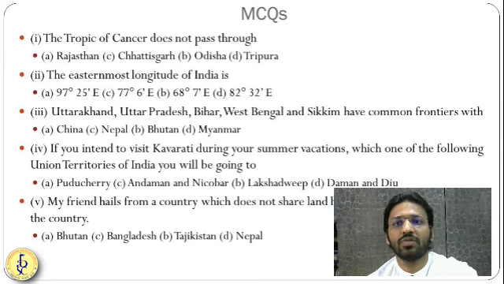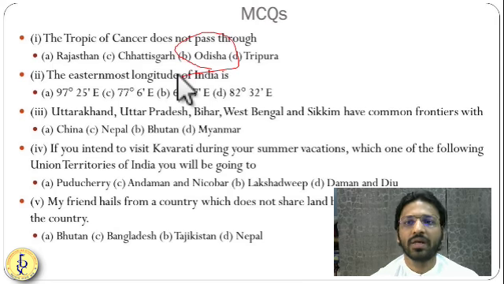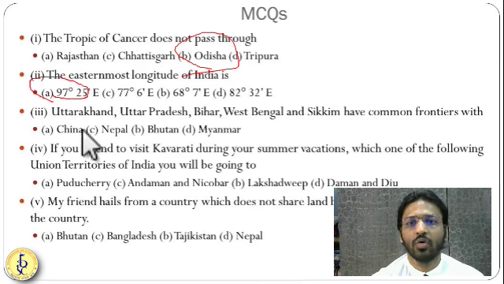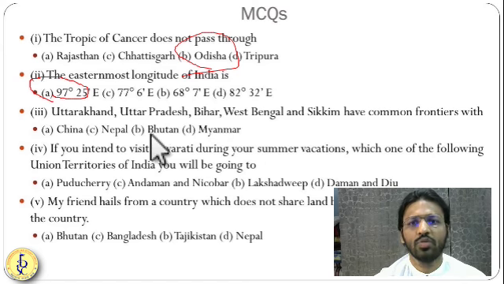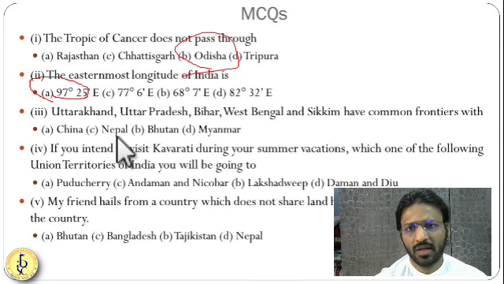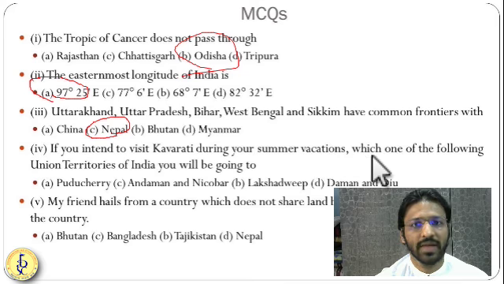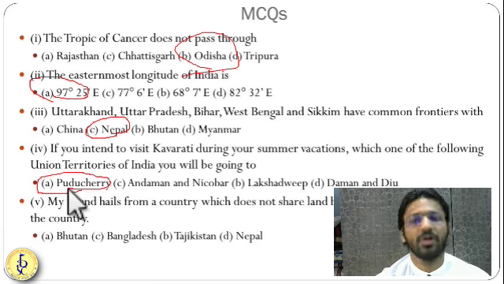The Tropic of Cancer does not pass through which state: Rajasthan, Chhattisgarh, Odisha, Tripura? It is not passing through Odisha. The easternmost longitude of India is 97 degrees. Uttarakhand, UP, Bihar, West Bengal, Sikkim have a common frontier with whom: China, Nepal, Bhutan, Myanmar? Uttarakhand and UP do not have any border with China, so it is Nepal. If you intend to visit Kaveri during your summer vacation, which union territory will you go to? Definitely Pondicherry or Puducherry.